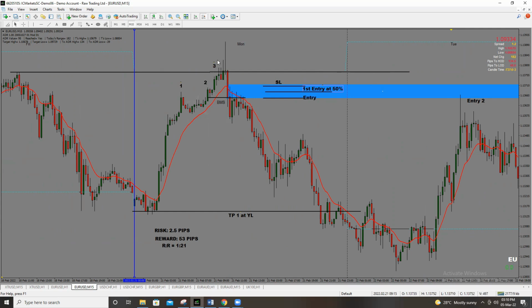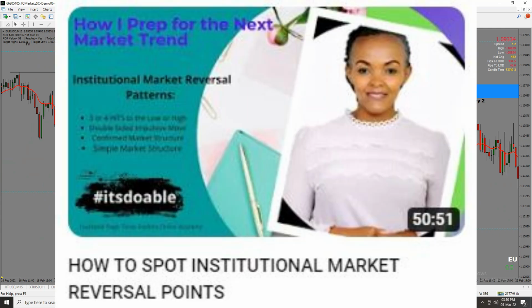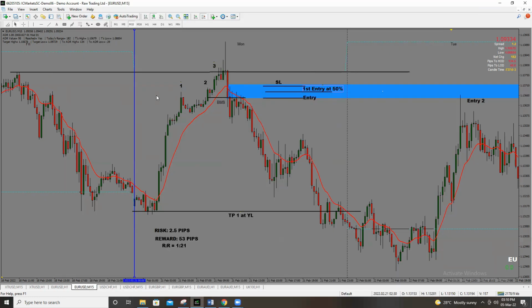Okay, instead of giving us the higher highs here, you can also watch the reversal pattern, the institutional reversal pattern video on YouTube. It will show you why I marked these points as 1, 2, 3. That is a reversal pattern that you can watch from the reversal video. So now we have a break of market structure where this low was broken.